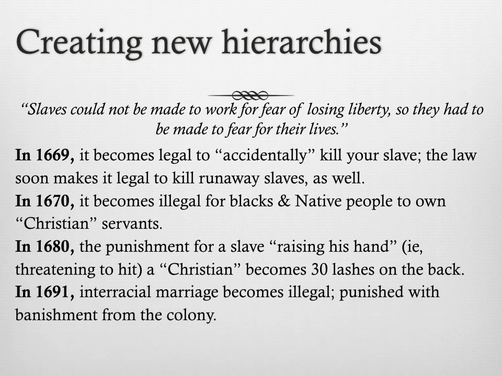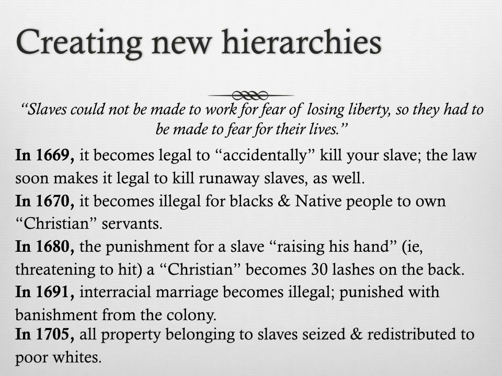And in 1691, perhaps the most important line to be drawn, interracial marriage was also made illegal. And it was no small fine for violating this, it was banishment from the colony itself, which is about as clear a message as you can make, that any relationship between white and black people that even suggests that they are on the same level is not welcome in Virginian society.